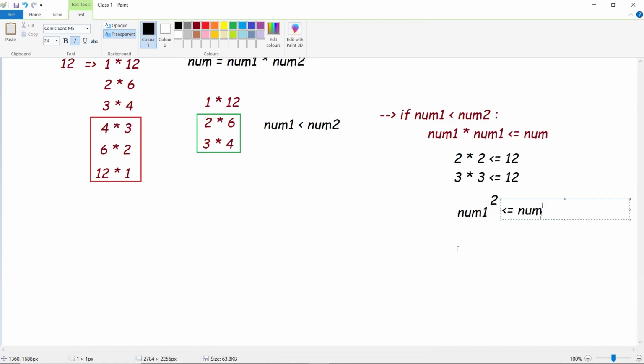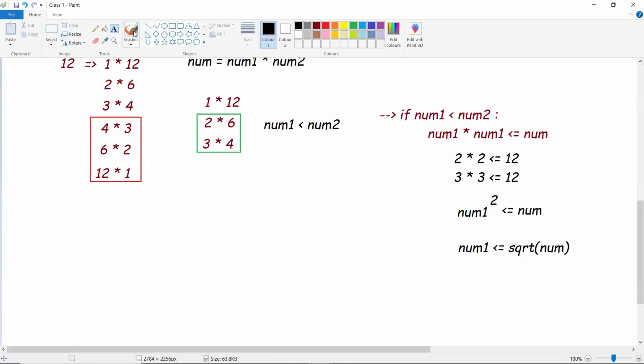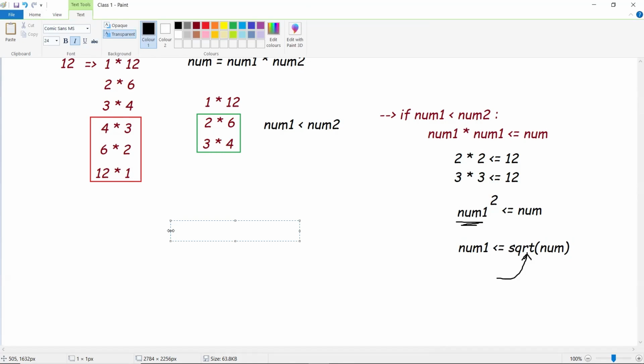So then can I say, if you want to find at least one factor, definitely go until the square root of the number only. If you don't want to use this square root function, you can simply go for this condition: num1 square should be less than or equal to number. So now what we'll try to do in this approach is start from 2.